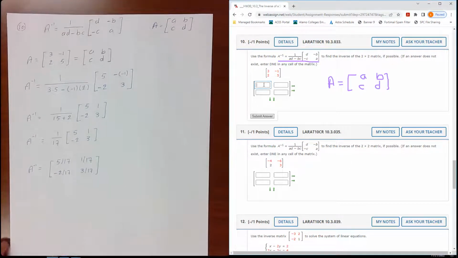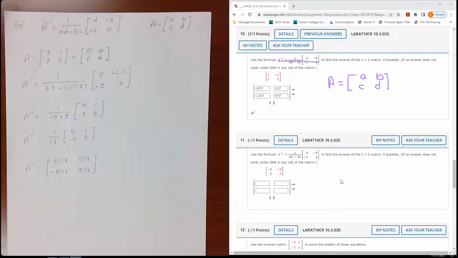So we're going to type here 5 over 17, 5 over 17. And here 1 over 17, 1 over 17. And here negative 2 over 17. And here is 3 over 17. That's it for this example.